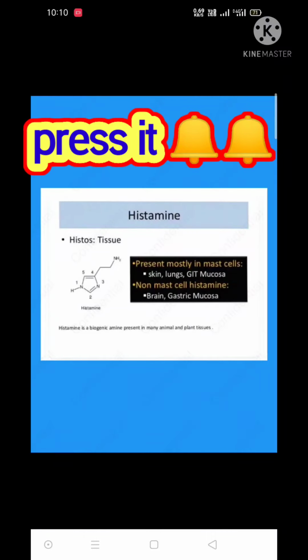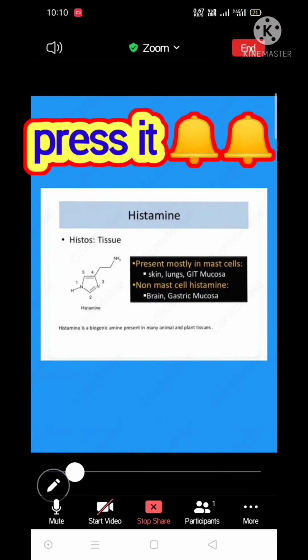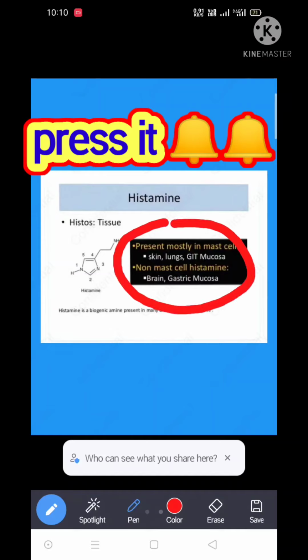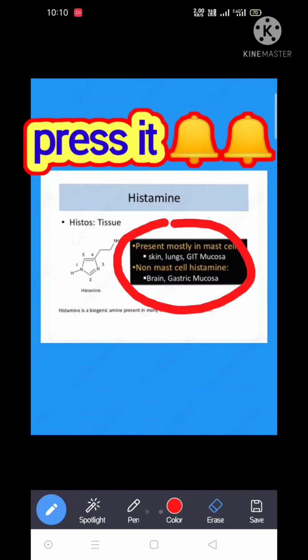So here, histamine is present mostly in mast cells, as you can see here. Histamine is mostly present in mast cells, which are in skin, lung, GIT mucosa, or non-mast cell histamine, which is in brain, gastric mucosa, etc. So let's erase this.